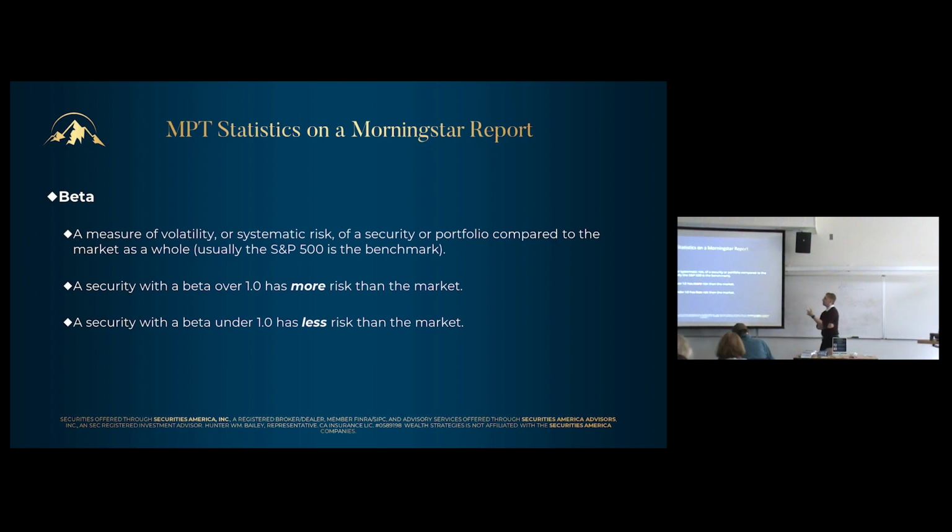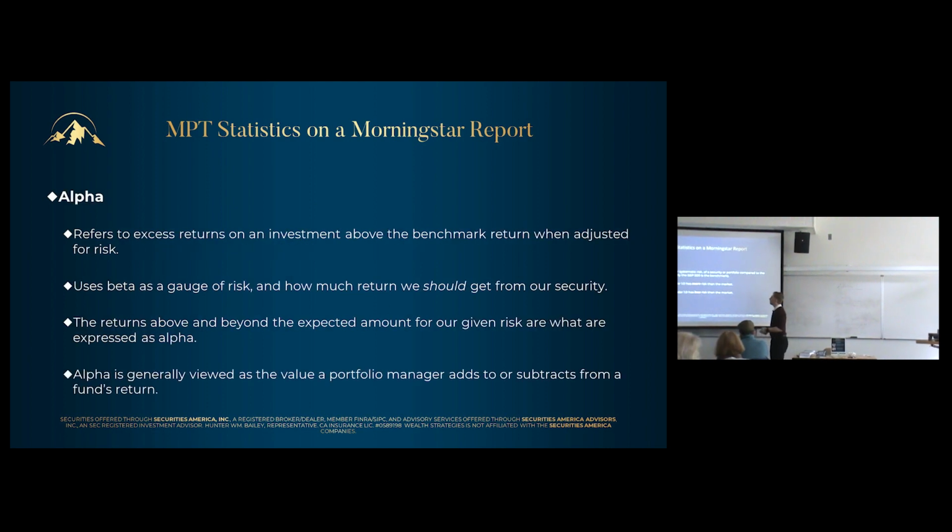Theory statistics, stuff like beta, where that's our relative measure of volatility, or market risk, or systematic risk, a lot of different names for the same thing of a security or portfolio compared to the market as a whole, usually using the S&P 500 as a benchmark. So again, if you see something with a beta over 1.0, usually that's more risky than the S&P. If you see a beta under 1.0, usually less risky than the S&P. That's just kind of generally how it goes.